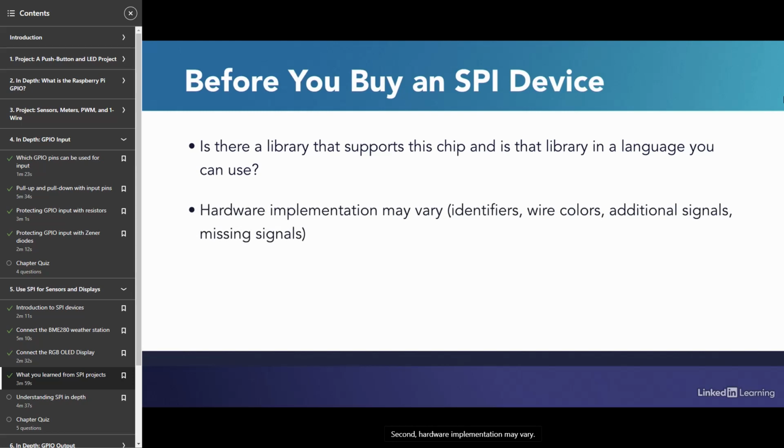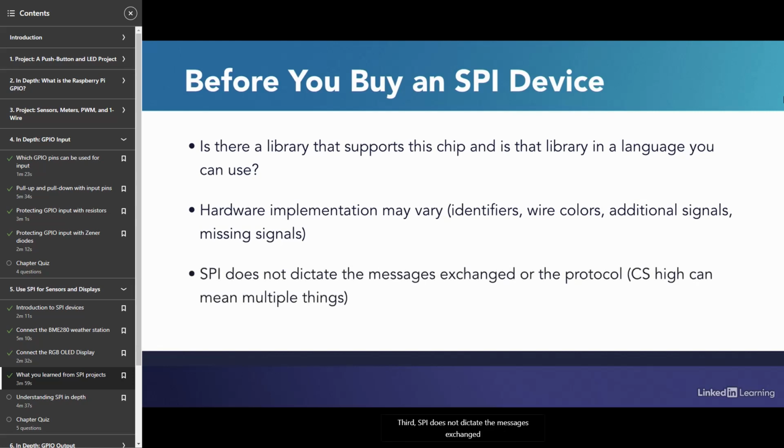Second, hardware implementation may vary. The OLED display omitted the MISO signal but added a reset and data command signal. The BME280 provided a standard collection of signals. Plus, the chip select colors weren't consistent across the two devices. There is nothing preventing manufacturers from creating their own color schemes, so be aware of the potential for implementation differences.